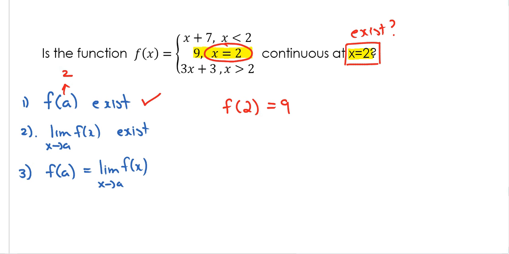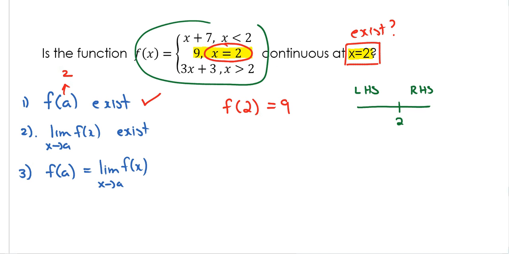Now for the second criterion, I need to evaluate the limit. I need to evaluate the limit from the left-hand side and the right-hand side. For this kind of question, 2 is my point of interest, so I will have a right-hand side and I'll also have a left-hand side. Now, if you go back to your original piecewise function here, you have to recognize that.